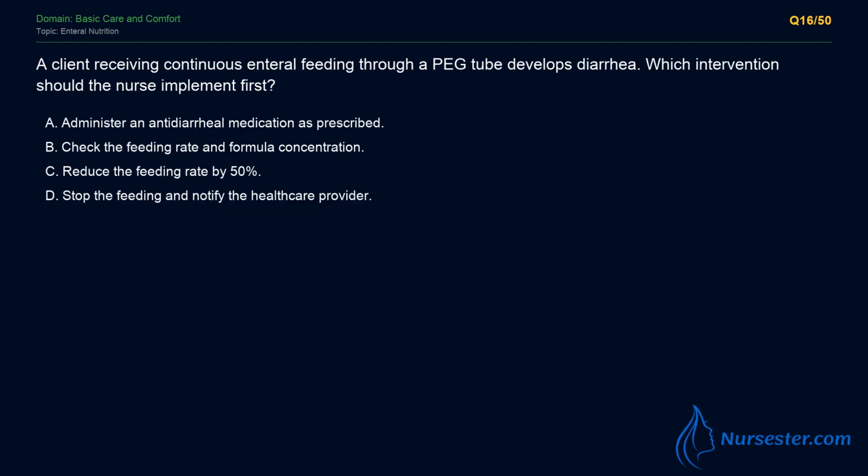Question 16. A client receiving continuous enteral feeding through a PEG tube develops diarrhea. Which intervention should the nurse implement first? Option A, administer an antidiarrheal medication as prescribed. Option B, check the feeding rate and formula concentration. Option C, reduce the feeding rate by 50%. Option D, stop the feeding and notify the healthcare provider.